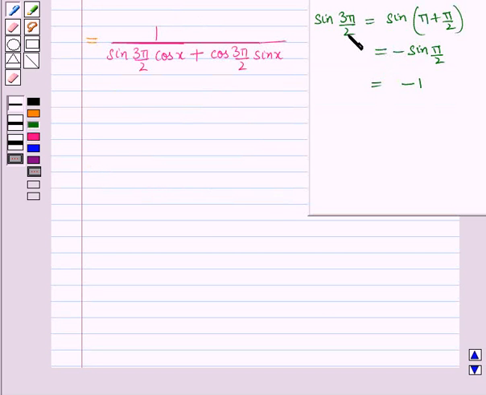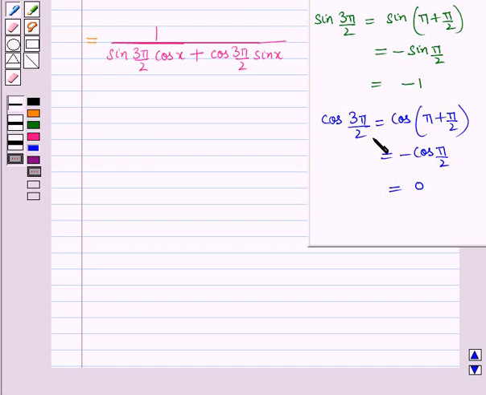Now sine of 3π/2 can be written as sine of π plus π/2. And we know that sine of π plus theta is equal to minus sine theta. So this is equal to minus sine of π/2. Now we know that sine of π/2 is 1, so this is equal to minus 1. Therefore sine of 3π/2 is equal to minus 1. Similarly, we can find cos of 3π/2 and this is equal to 0.